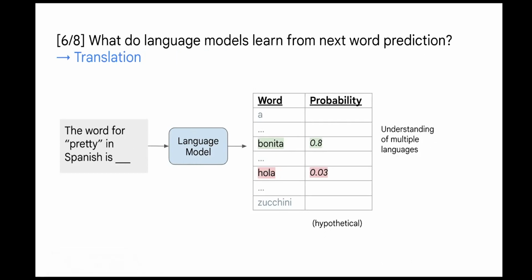And then language models can even learn things like translation. So here's a super simple example where maybe somewhere in the training set, the language model read the sentence, "The word for pretty in Spanish is," and then it learns to upweigh the probability of bonita. And if there's multiple languages in the training set, then it can actually get a pretty good understanding of languages that are also not in English.